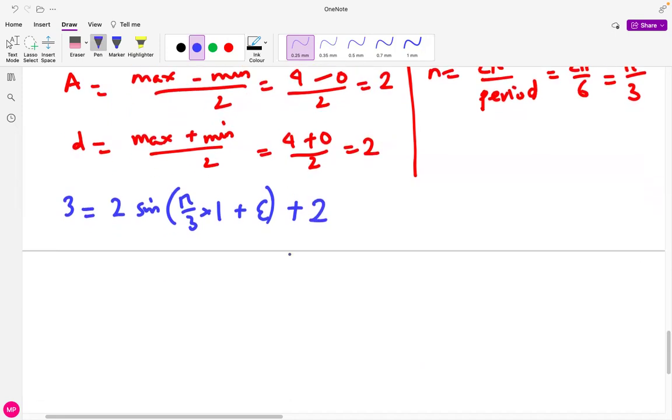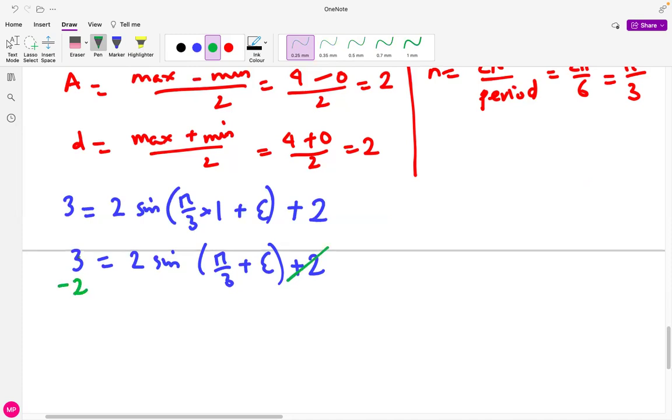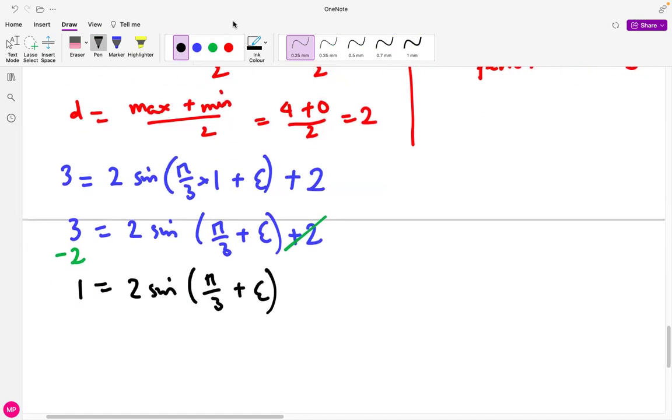Then from here, I just solve for epsilon, okay? So 3 equals 2 sine of pi over 3 plus epsilon, plus 2. Then you move everything over. The opposite of plus 2 is minus 2 on this side. 3 minus 2 gives you 1. 1 equals 2 sine of pi over 3 plus epsilon. Then the opposite of times by 2 is divided by 2 here. So you would have a half equals sine of that.